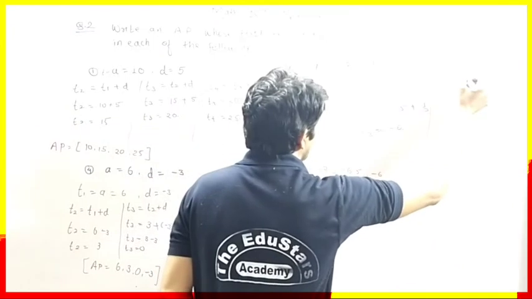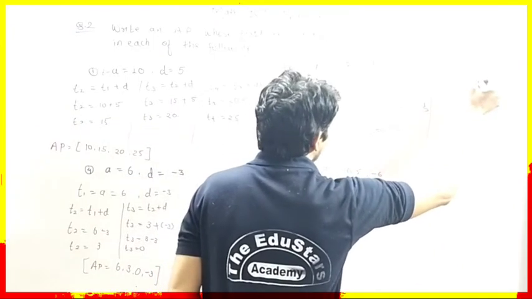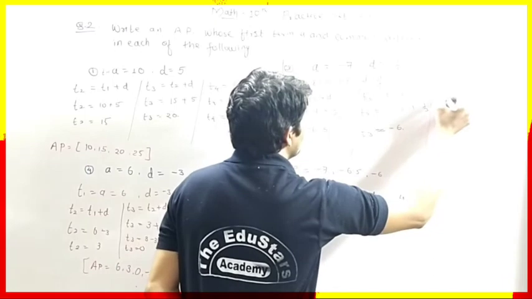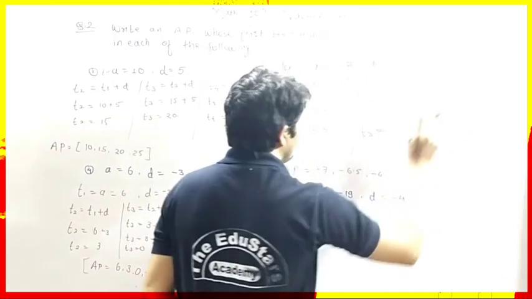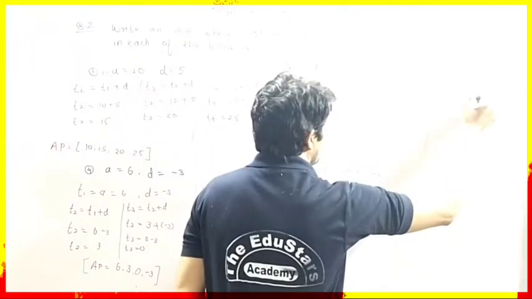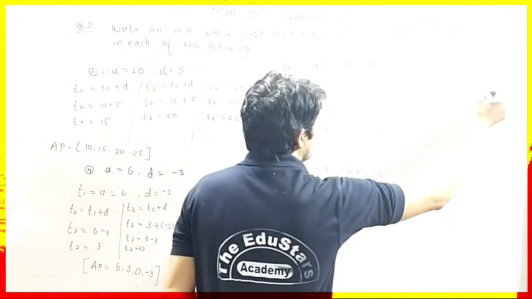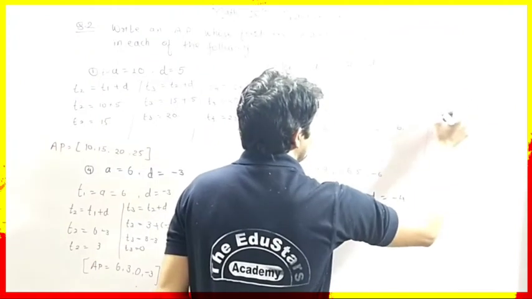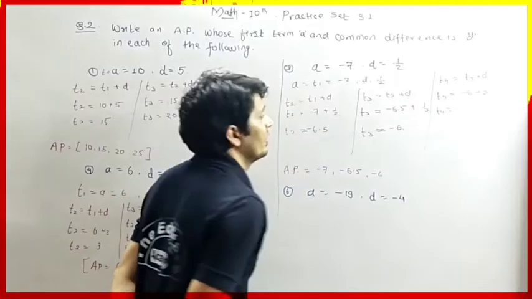What is T4? T4 is T3 plus D. So T4 equals, what is T3? T3 is minus 6 plus D, which is 1 by 2. So T4 equals, again 1 by 2, nothing but 0.5.